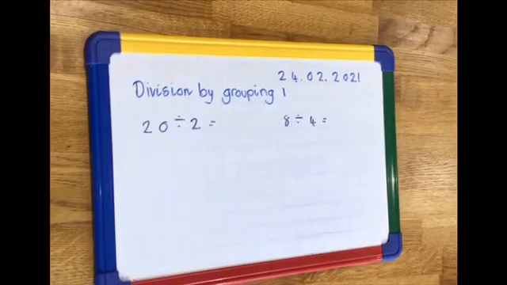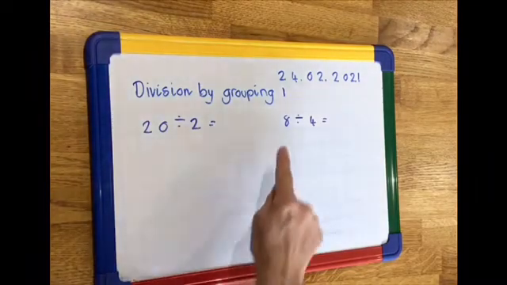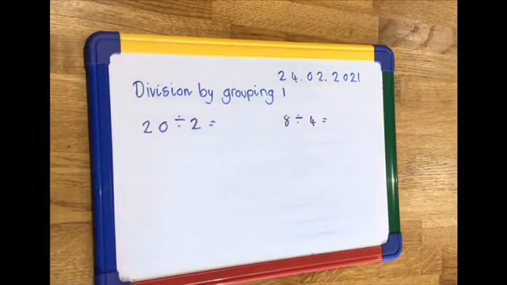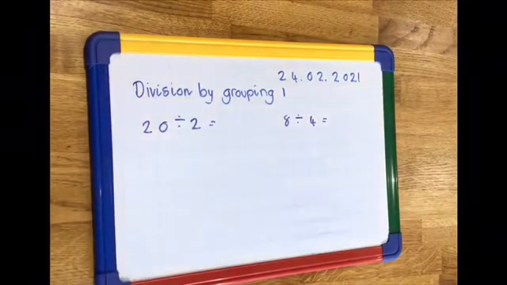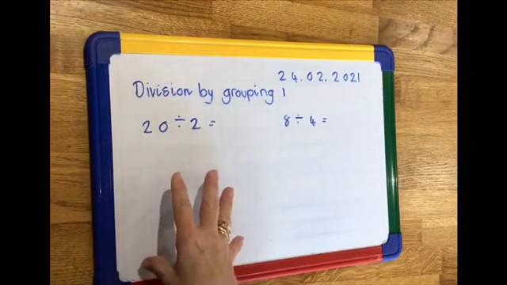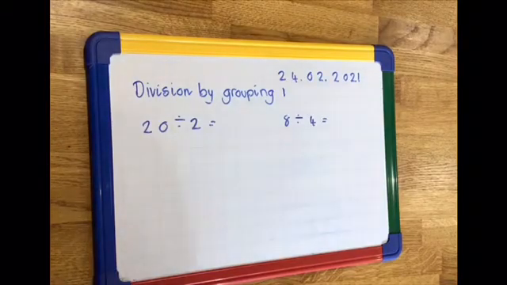So let's look at these examples. 20 divided by 2 and 8 divided by 4. 20 divided by 2 simply means how many groups of 2 can I make from 20? So I could ask myself, how many 2s are there in 20? I need to get some objects and I can split them into groups of 2. I'd like you to pause the video and do that for me now.